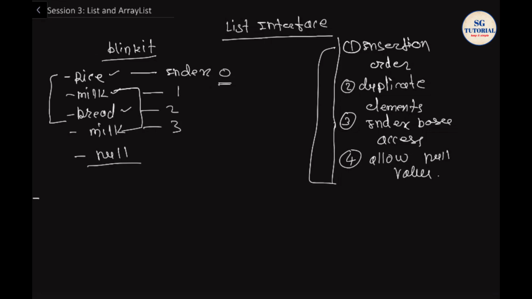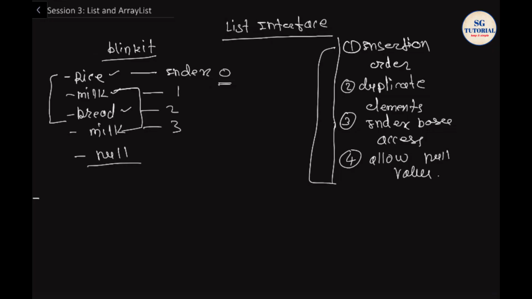So simply keep in mind any class that implements the list interface, such as ArrayList, LinkedList and Vector, must follow these rules. But the only difference is how they implement them internally. That means the internal working of ArrayList, LinkedList, Vector is different. We will discuss it later in a future session. Okay, clear? Now let's understand the most commonly used implementation class of the list interface, which is ArrayList.